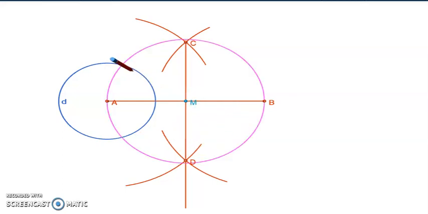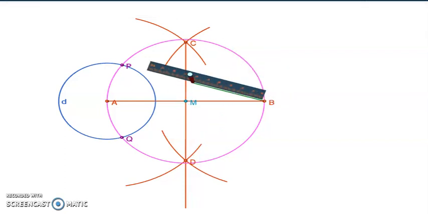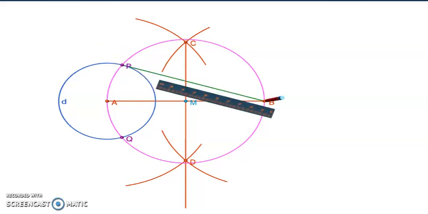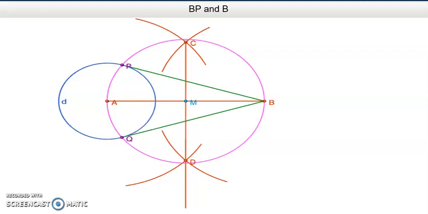Now let us mark the points of intersection of the given circle and the circle which we have drawn just now. Let the points of intersection be P and Q. Let us join BP and BQ, which are the required tangents to the circle.